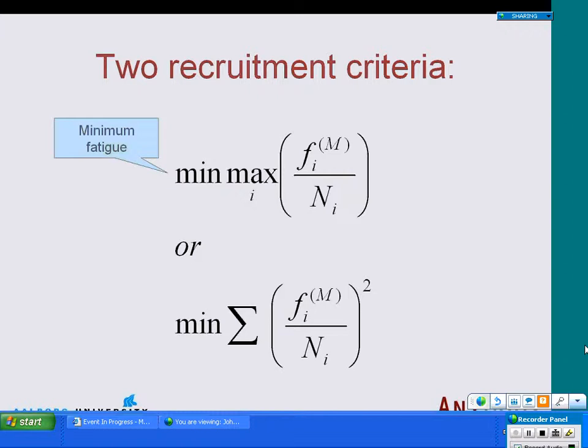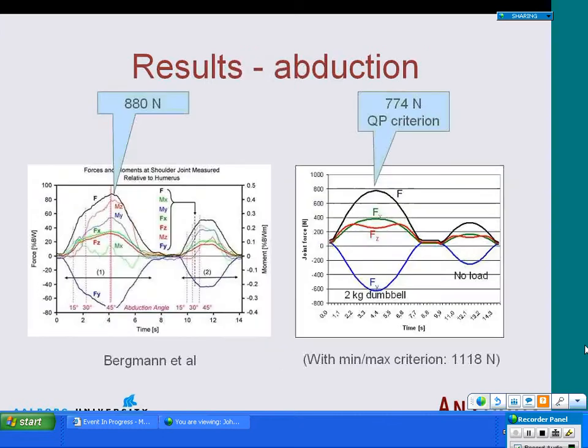You can also show that typically the joint reactions that you will get from the upper criterion are the maximum ones that you can get from all the criteria that you can think of, and the joint reaction forces you will get from the lower criterion are the minimum joint reaction forces that you can get. So it's going to be interesting to see how the results of these two criteria will be distributed compared to the data that Bergmann has presented. And this is what you see on this slide.